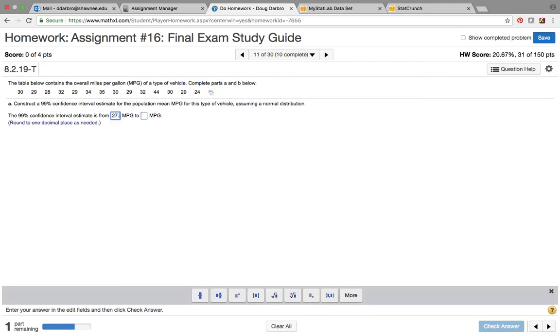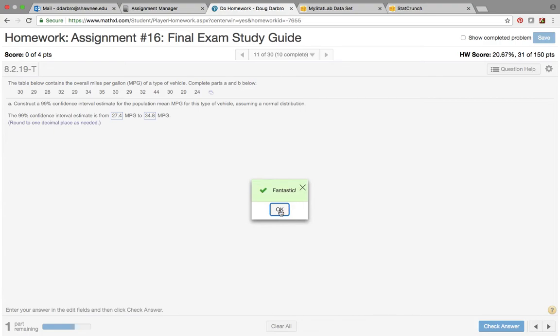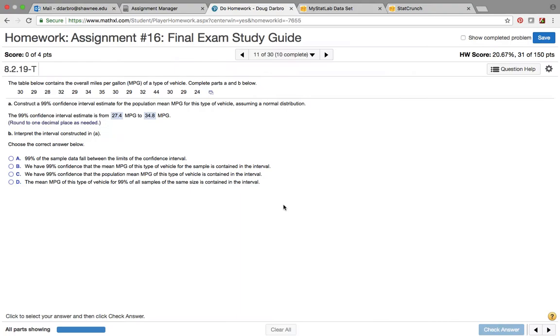So 27.4 to 34.8. So there's a 0.99 probability that this interval contains the average miles per gallon for this particular vehicle. All right, and you can imagine why there would be variation: driving conditions, average speed, driver.